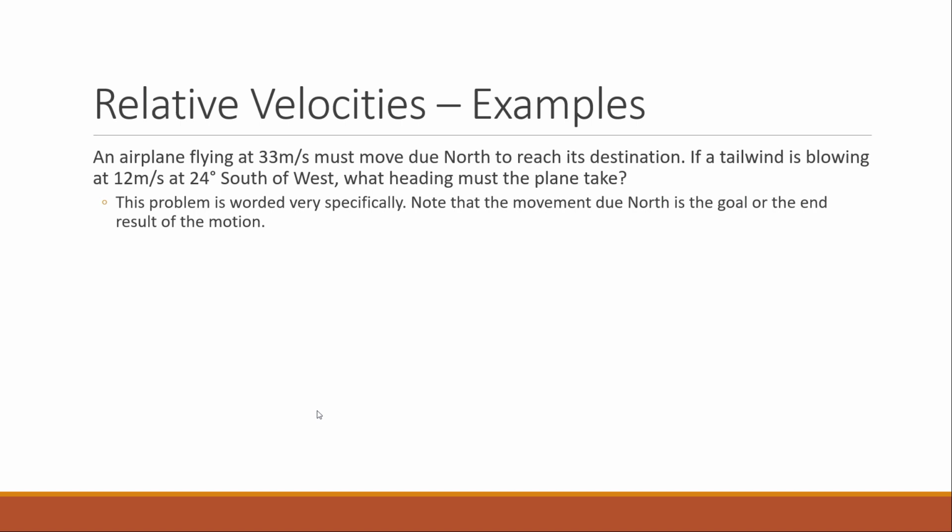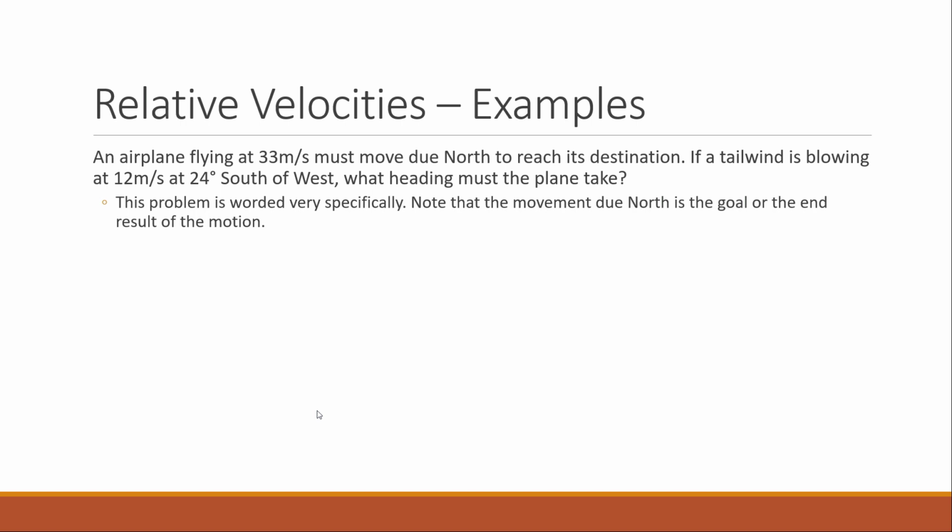An airplane is flying 33 meters per second, and it must move due north to reach its destination. There's a tailwind blowing at 12 meters per second at 24 degrees southwest. What heading must the plane actually take? Now note, our movement due north is what we want. It's the result that we're looking for. When we say it that way, we're like, okay, that means V resultant should actually be directed due north.